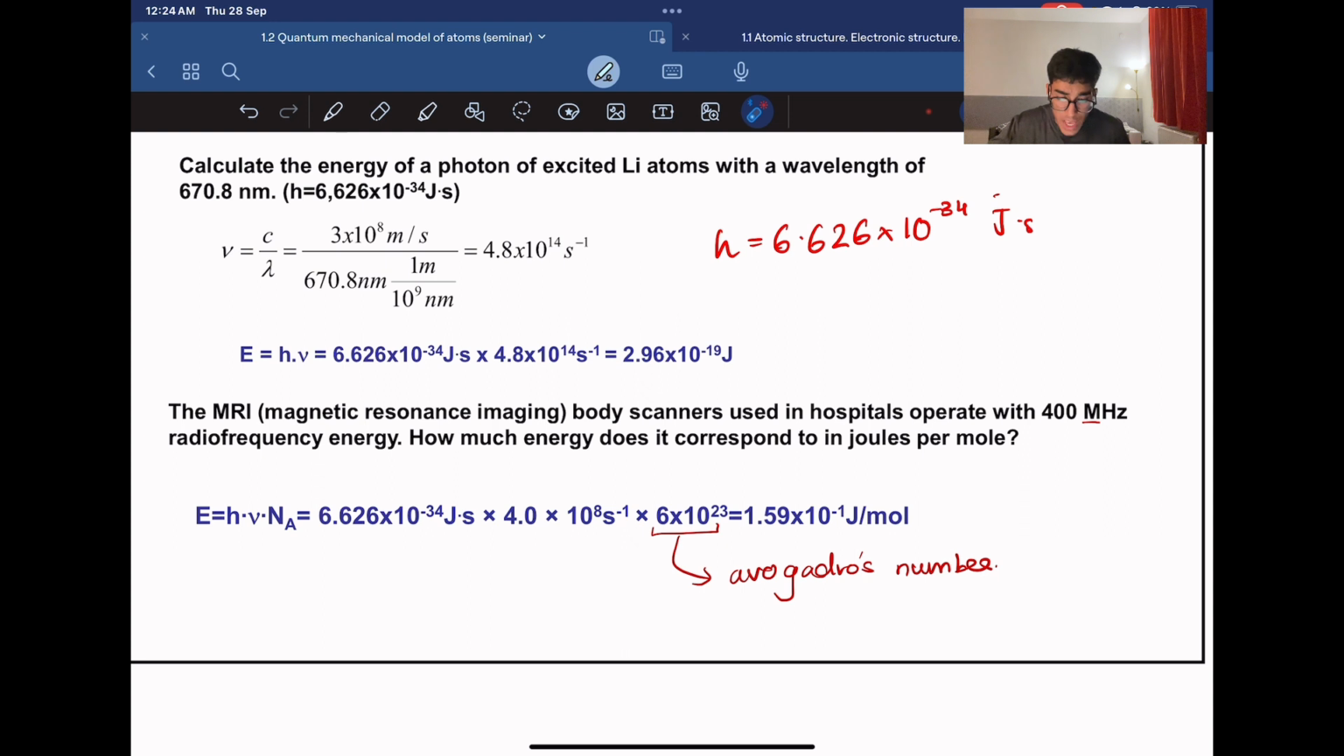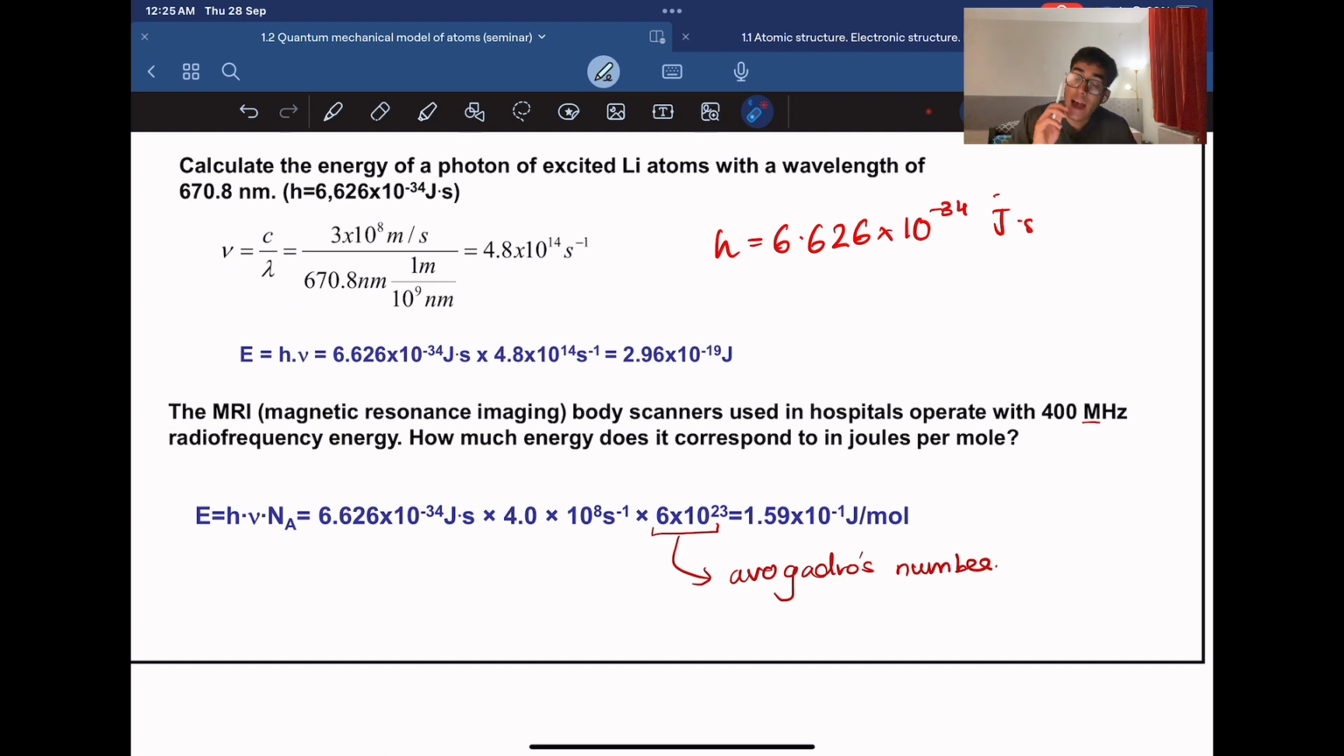Now, the MRI body scanners used in hospitals operate with 400 megahertz radio frequency. How much energy does it correspond to in joules per mole? Now, we can find energy with the formula E is equal to h nu. Over here, the question is asking per mole. That's a bit different, because when we're asking per mole, we want to use Avogadro's number. So basically do everything the same way, but at the end, just multiply that with Avogadro's number.